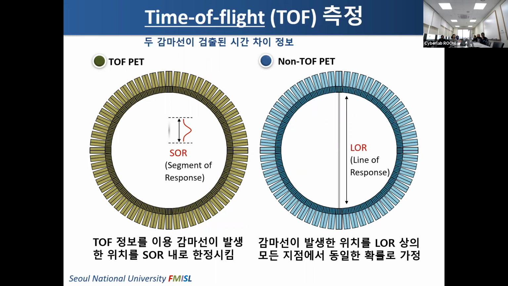I'm sorry that this is a Korean slide. But the time of flight is the difference of the arrival time of two annihilation photons. So if you can accurately measure the timing difference, we can pinpoint the annihilation position. If timing measurement is very accurate, then you can make a point for each annihilation event. In that case we don't need image reconstruction.